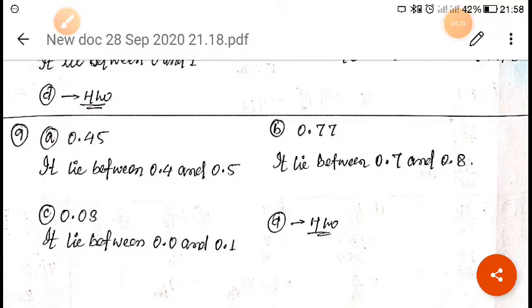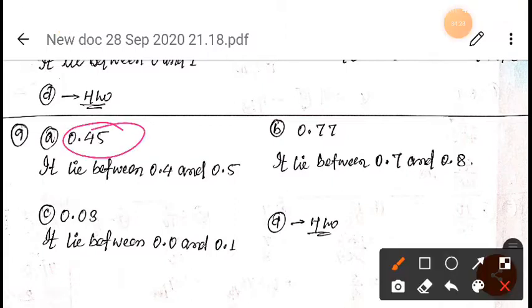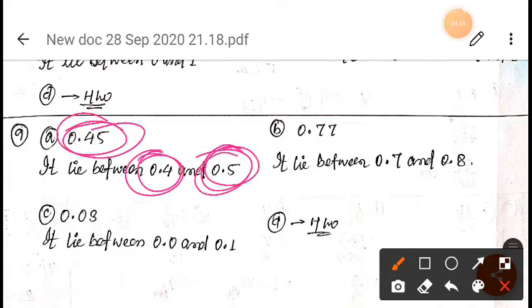Okay, so as you can see 0.45 is there, so it will lie between what? 0.4 and 0.5, because 0.4, after that 0.41, 0.42, 0.43, 0.44, 0.45, it will go like this up to 0.49, and after that 0.5 will come, right? So 0.45 lies between 0.4 and 0.5.